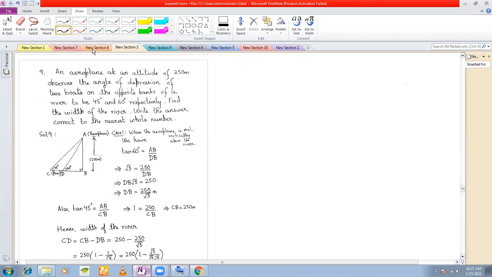The two possibilities that arise here, I'll just show you with the help of a diagram, and in the next class I'll explain further. This is your river. These are the banks of the river. Let us call them B and C. B and C are the banks of the river, and the aeroplane is, say, somewhere over here. The observer is observing from the aeroplane the banks at B and C.